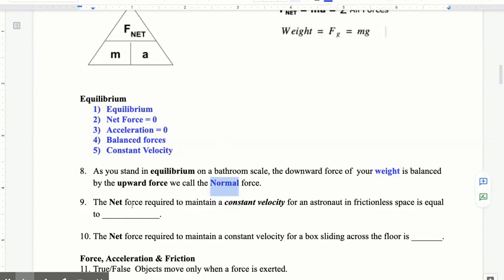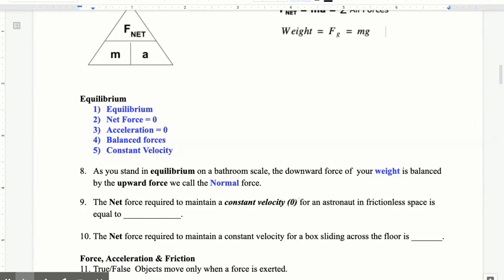Okay. The net force required to maintain a constant velocity. Well, hold on. They're saying constant velocity, so I'm not even going to read any further. Constant velocity, that's one of my equilibrium trigger words. Net force should be 0. So I'm going to have 0 in my brain unless something else about this sentence tells me it's a little more complicated than that. So the net force required to maintain constant velocity should be 0.